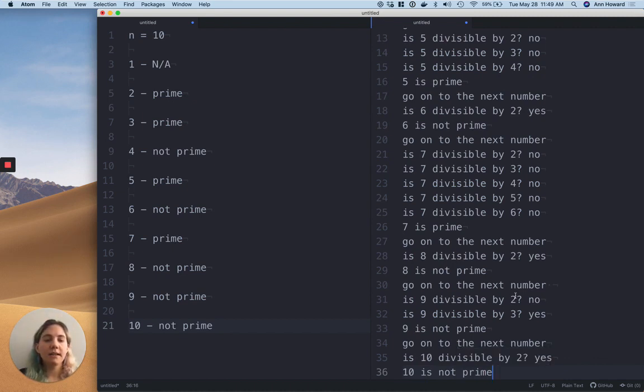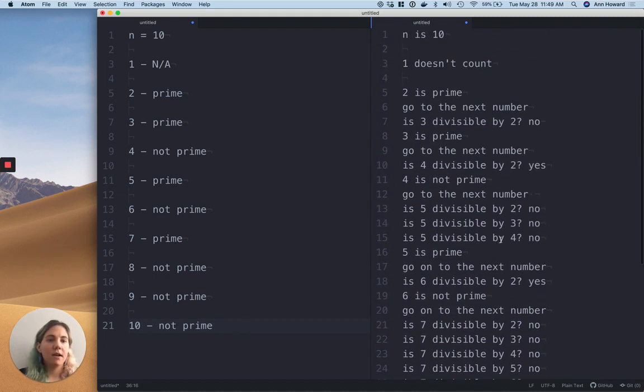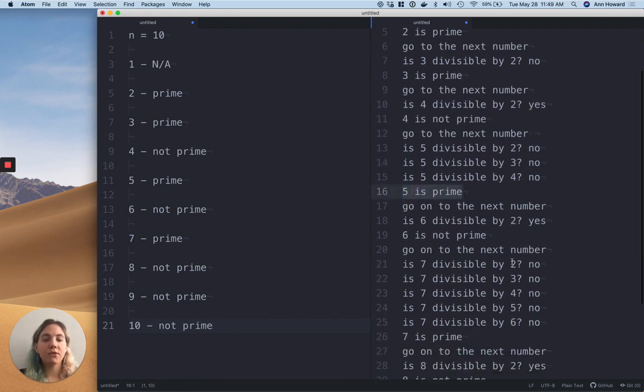So you can kind of see this pattern here, right? How did we determine whether or not something is prime? Well, you have to get all no's to all the questions about all the numbers beneath it. That's how we know that it's prime. As soon as we get a yes, we have to say that it's not prime. So anytime we see yes, it's not prime.